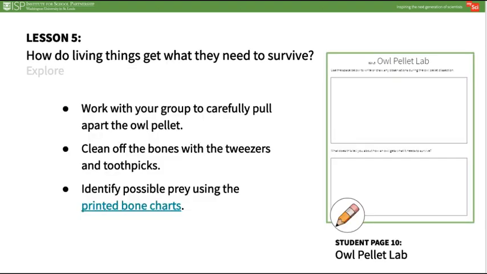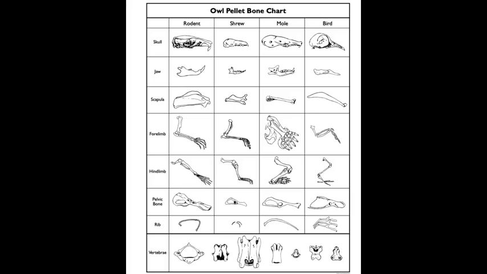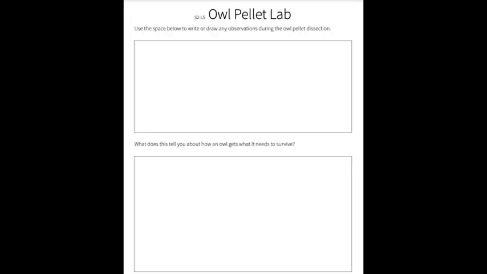Students can use these printed bone charts to help them identify the bones found. If desired, have students color in the bones that they have found within their owl pellet. On this owl pellet lab sheet, found in the student journal, they can also record their observations. Save any cleaned bones in the petri dishes to use in later parts of this lesson.